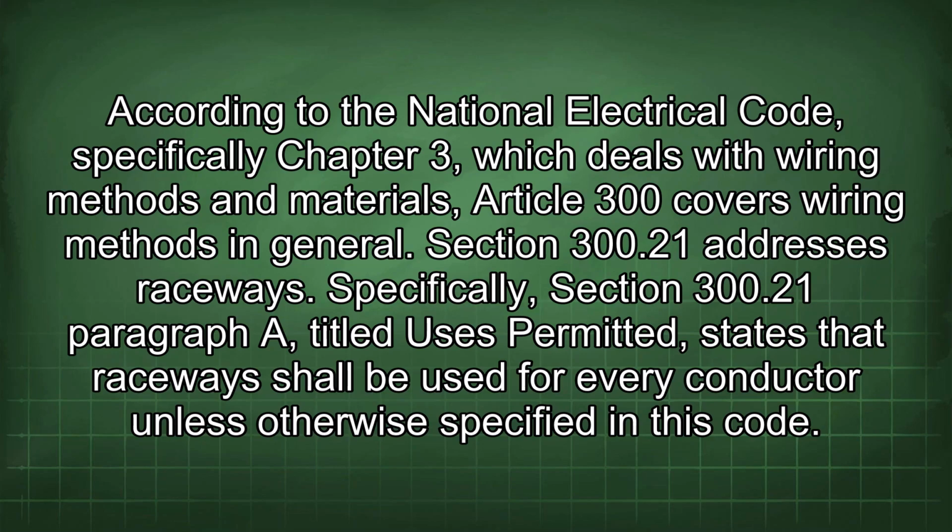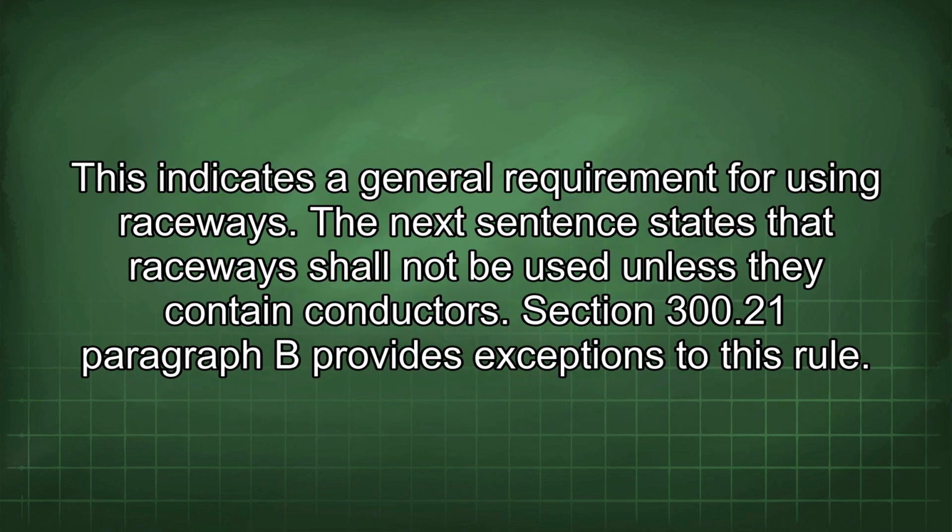According to the National Electrical Code, specifically Chapter 3, which deals with wiring methods and materials, Article 300 covers wiring methods in general. Section 300.21 addresses raceways. Specifically, Section 300.21 paragraph A, titled Uses Permitted, states that raceways shall be used for every conductor unless otherwise specified in this code. This indicates a general requirement for using raceways.